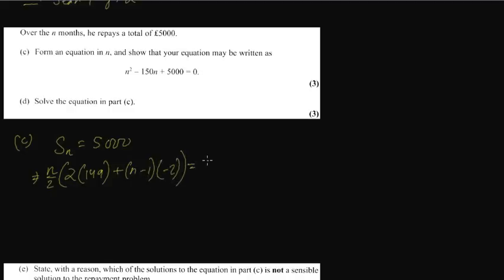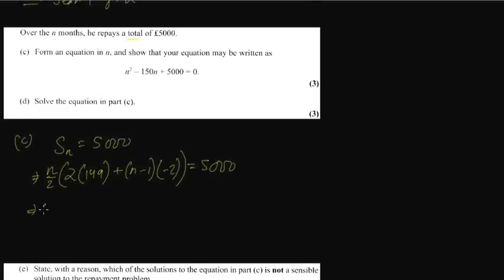The next one says, over the n months, he repays a total of 5,000. So whenever they say total, it means sum of n terms. We don't know how many months, we just know the sum. And they're saying, using that, show that this equation comes. So let's use that. n by 2 times (2A, we know A is 149, plus n minus 1, we know the common difference is minus 2) equals 5,000. Remember, we have only two formulas, the nth term and the sum of n terms. And since they mention the total, the word total means sum. So we can write Sn is 5,000 and this is how it works.